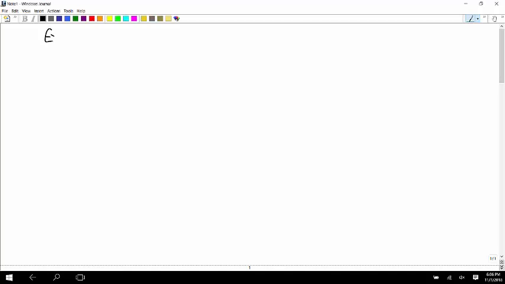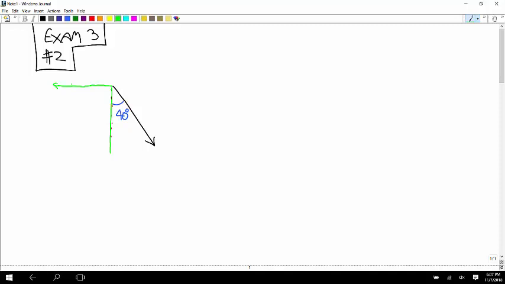Okay, so exam 3, number 2. You have a vector that's like this, and it makes an angle with the vertical of 40 degrees. For part A, you have a coordinate system with the y-axis this way and the x-axis this way. I drew it this way because you put the tail of the vector at the origin of the coordinate system.